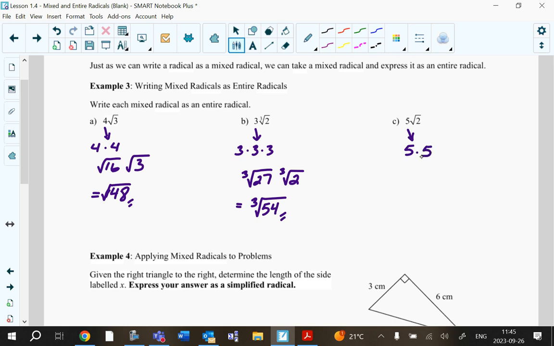So we do 5 times 5. We get square root of 25 times the square root of 2, which is the square root of 50, right? Yes, you're right. Good. See? Guys, I was doubling that. And you guys could find mistakes in my answer keys. So don't assume that if your answer doesn't match up with mine, mine could be wrong.